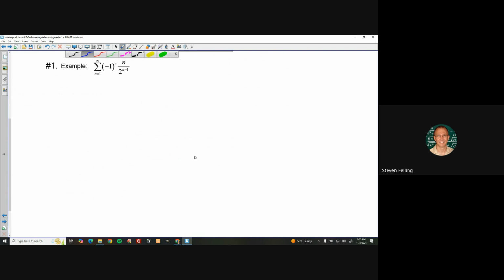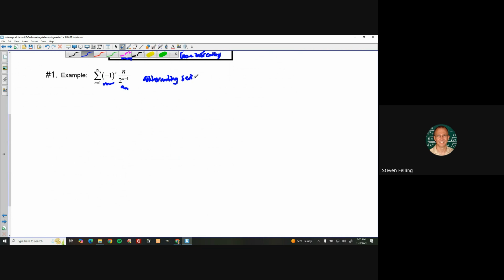We have the series sum from n equals 1 to infinity, where this part right here makes the signs alternate. So that means we have an alternating sign, and this is the a_n rule over here. The first thing we're going to do is identify that this is an alternating series, or state that we're doing an alternating series test. Since this is an alternating series, we just have to check two things.